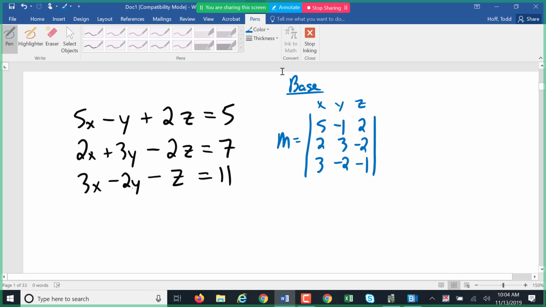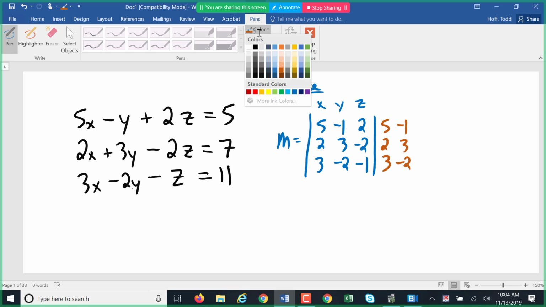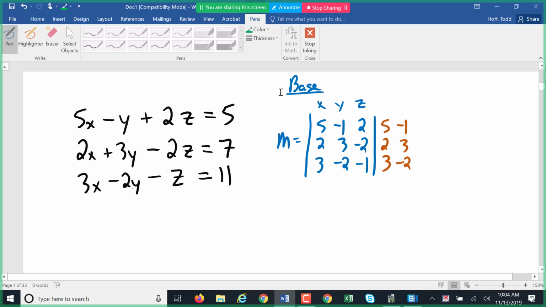Now finding the determinant of this is a little more difficult. We have to rewrite our columns. The first column, 5, 2, 3. Second column, negative 1, 3, and negative 2. And we'll do our diagonal products. 5 times 3 times negative 1 is a negative 15. Negative 1 times negative 2 times 3 is a positive 6. 2 times negative 2 times 2 is a negative 8. So that adds up to a negative 17 for my down diagonal total.